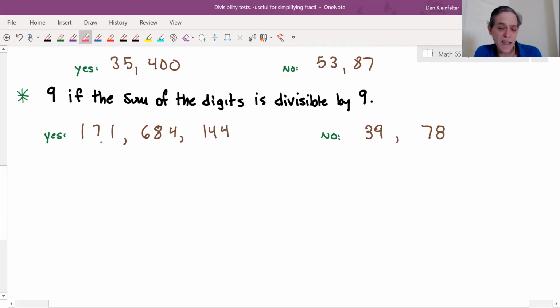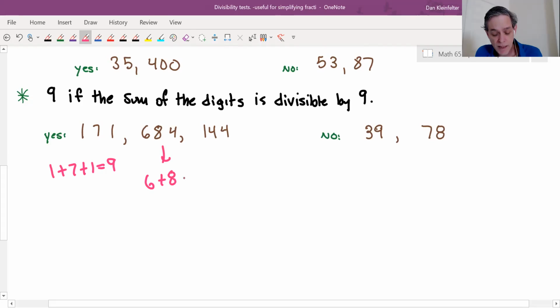Okay, the test for 9 is really similar to the test for 3. You add up the digits and see if you get a number that's divisible by 9 or not. 171, 1 plus 7 plus 1 is 9, which is of course divisible by 9. So 171 is divisible by 9.